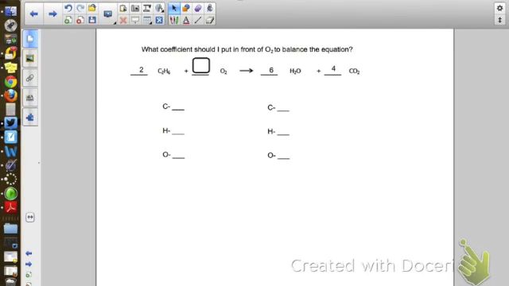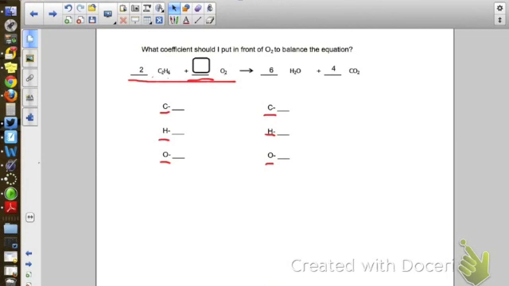One type of problem in balancing equations that you're going to be coming up against is a type of problem like this. What coefficient should I put in front of O2, which is right here, to balance the equation? Now, what it means to balance the equation, again, is that this side here, the reactants, will have the same amount of C's, H's, and O's as the products side. So I'll have the same numbers here and here. And to balance the equation, I change the coefficients.